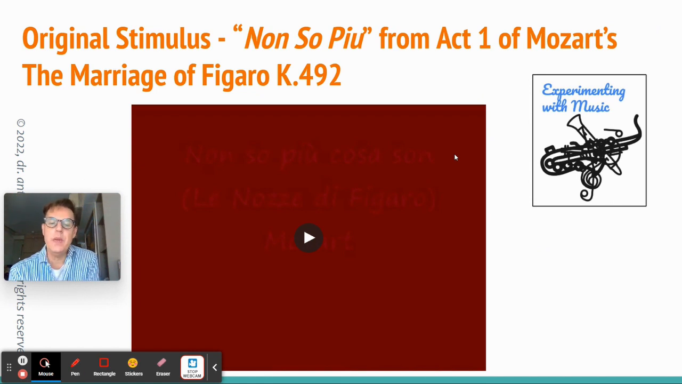Here is the opening portion of the stimulus that was used as the basis for the subsequent experimentations.